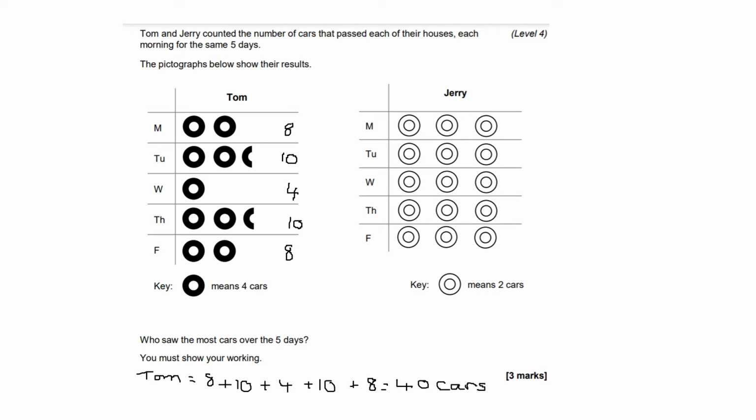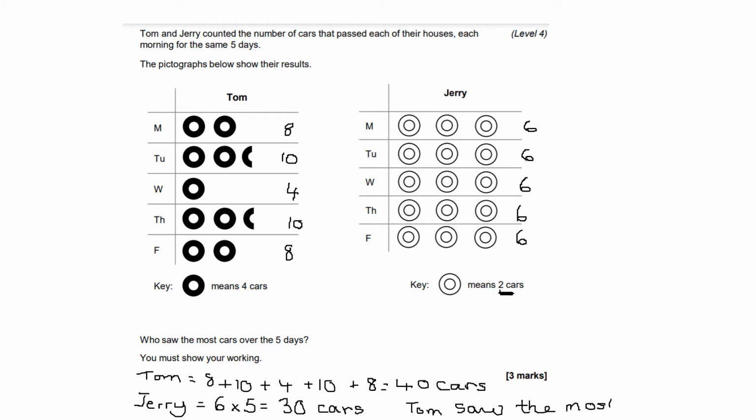Now let's have a look at Jerry. For Jerry, one circle only means 2 cars. So Jerry saw 3 circles for Monday, which means he saw 6 cars. He actually saw 6 cars every day, so Jerry saw 6 cars every day for 5 days. That means altogether Jerry saw 30 cars. So Tom saw the most cars.